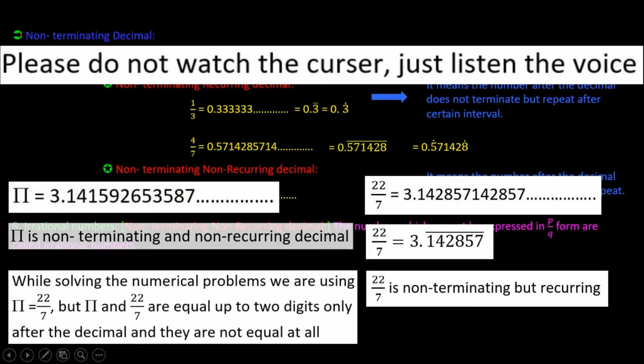So pi is a non-terminating and non-recurring decimal, but 22 by 7 is equal to 3.142857, again 142857, which means 22 by 7 equals 3.142857 bar. Okay, so 142857 is the recurring digits. So 22 by 7 is a non-terminating but recurring decimal.